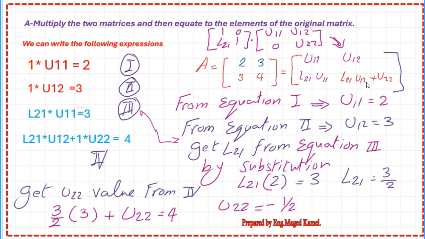For the last equation, the fourth one, we have L sub 21 u sub 12 plus u sub 22 equals 4. We are going to use whatever elements we have. L sub 21 is 3 over 2 multiplied by u12, which is 3, plus u22 equals 4. So u22 equals 4 minus 9 divided by 2, so we have minus 1 over 2. We'll move to the next slide.